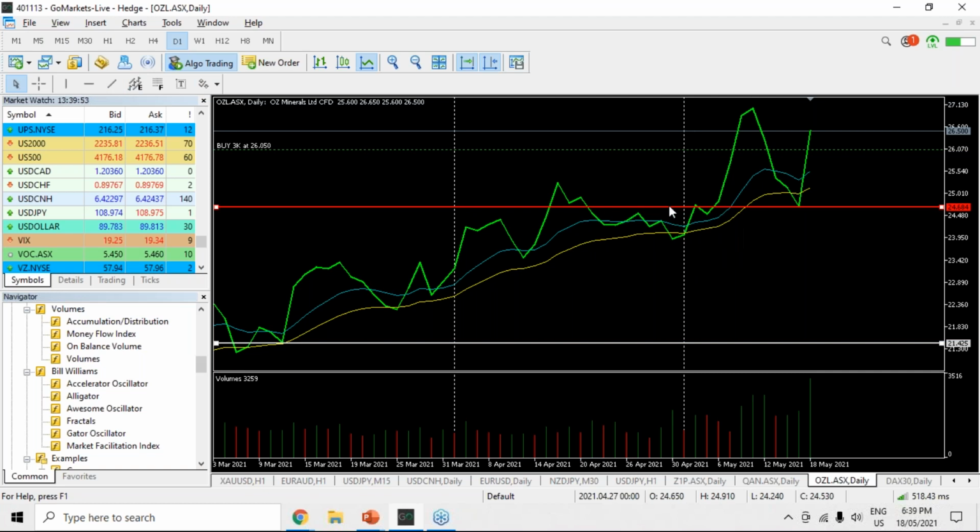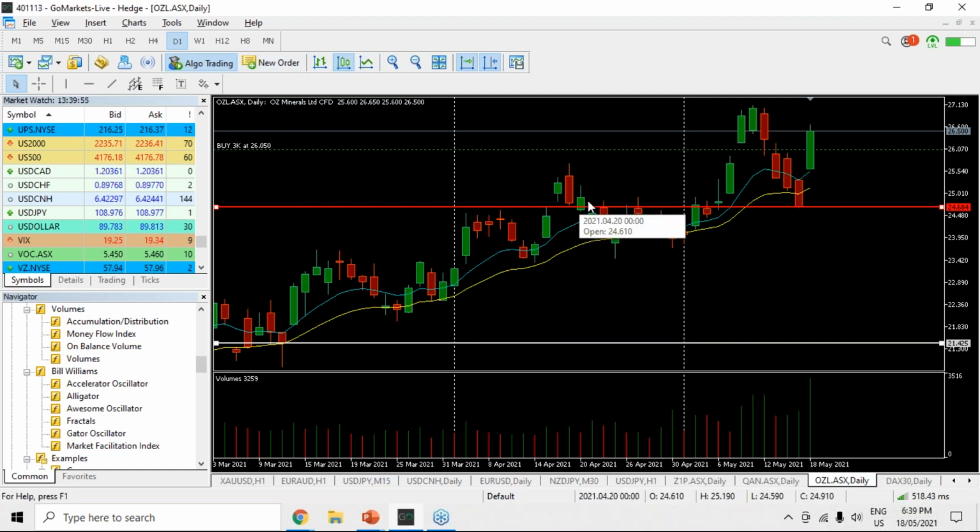I played with it there. You can see how many times it tested this before it broke higher. So what it's done is it's retraced back to there. Now look at this, there's two ways we could play this. We could trade a trend continuation, in which case we're going to wait until it breaks that, or we're going to trade a bounce.